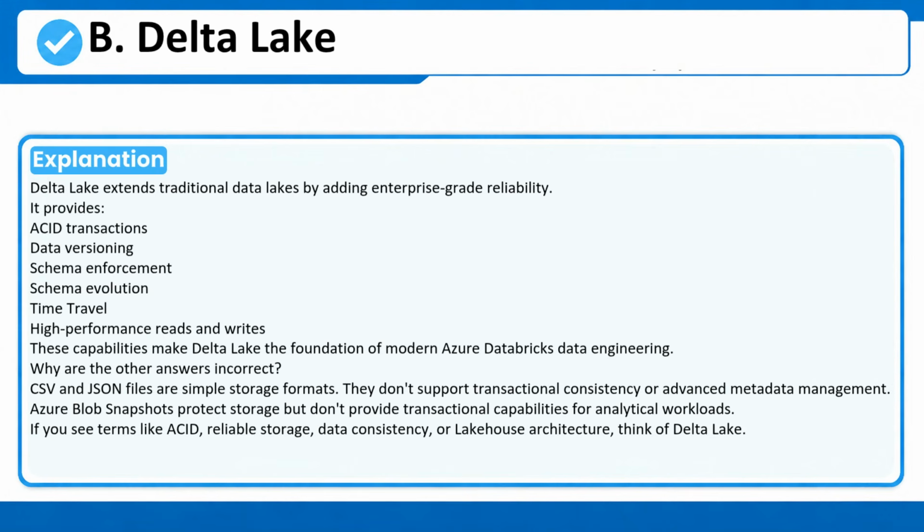Why are the other answers incorrect? CSV and JSON files are simple storage formats. They don't support transactional consistency or advanced metadata management. Azure Blob snapshots protect storage but don't provide transactional capabilities for analytical workloads. If you see terms like ACID, reliable storage, data consistency, or lakehouse architecture, think of Delta Lake.